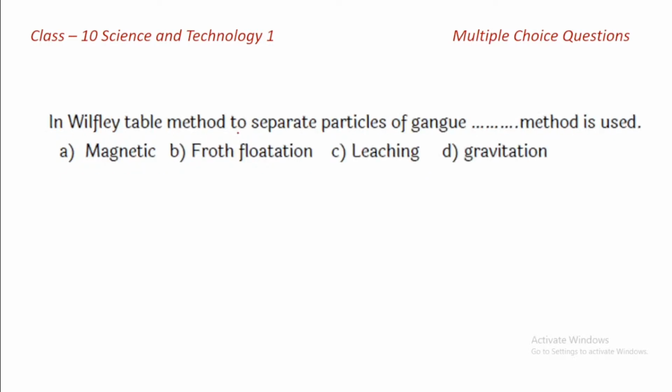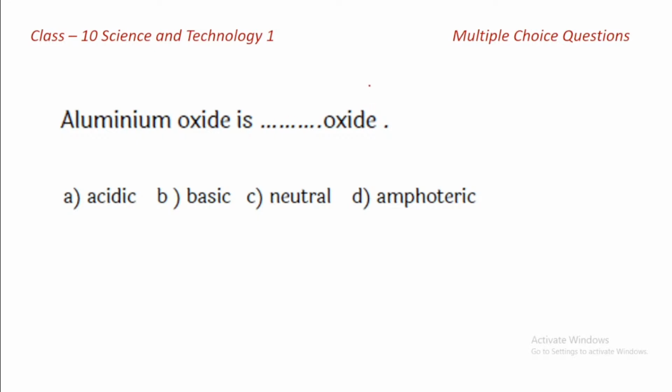In the Wilfley table method, to separate particles of gangue, which method is used? Magnetic, froth flotation, leaching, or gravitation. Option D is the correct answer for this one, gravitation. Aluminium oxide is which oxide? Acidic oxide, basic oxide, neutral, or amphoteric. So the correct answer is option B. It is an amphoteric oxide.